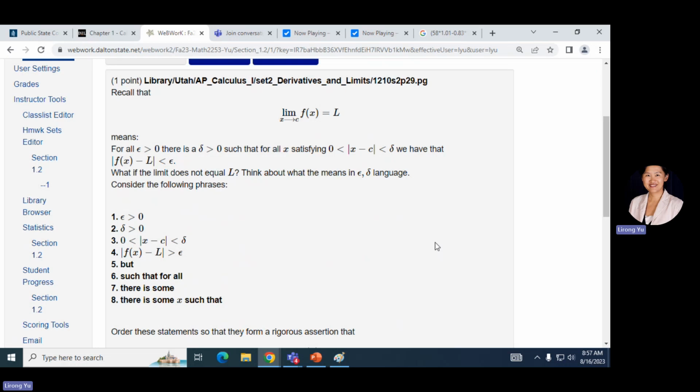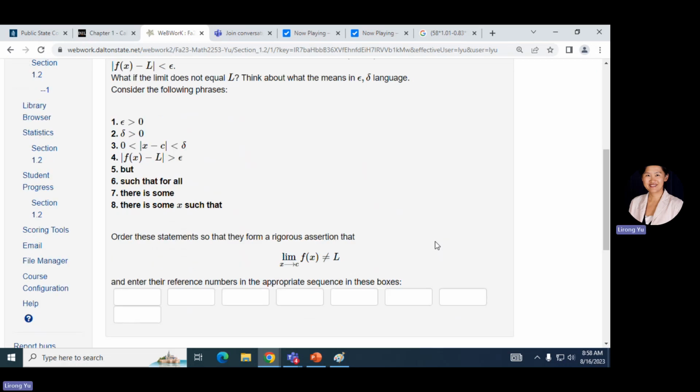And then here we're going to try to prove what if the limit does not equal L. So we are going to write out the opposite of the limit existing, which is the limit does not exist. If the limit does not exist, then for all epsilon will be switched to there exists an epsilon, and there exists a delta will be switched to for all delta. So that is what I'm writing here: 1, 2, 3, 4, 5. I guess we have a couple of wordings for it.